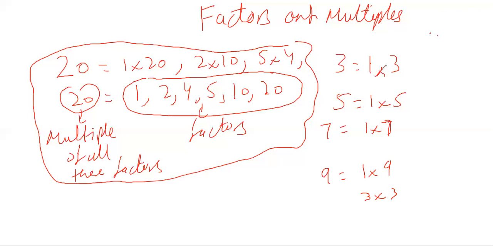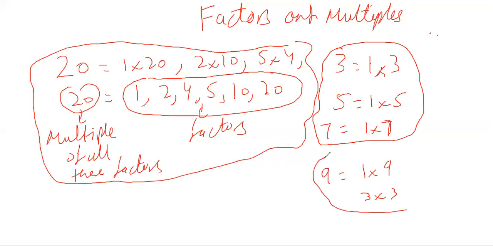Okay. Now everybody pay attention. If you see these numbers 5, 3 and 7, you will notice that they have only two factors, 1 and itself. 5 has two factors, 1 and itself. 7 also has two factors, 1 and 7. While 9 or 20 has more than two factors, like 1, 9, 3. It has three factors over here. And over here we have 1, 2, 3, 4, 5, 6.